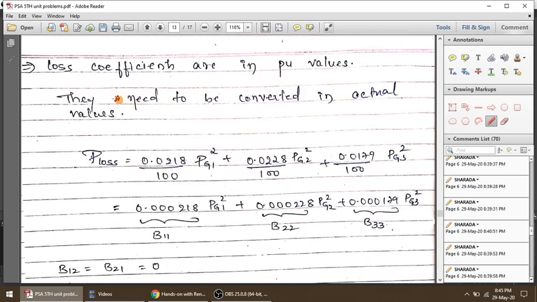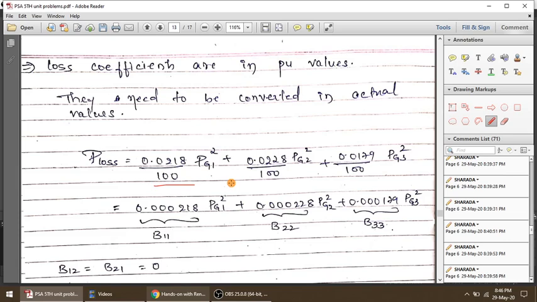Here the first thing is that the loss coefficients are in per unit values. Now they are to be converted into the actual values. Here there is a small trick. Normally for voltage, power, current, impedance, to convert into actual values, we multiply with the base value. But for the loss coefficients, to convert into actual values, we have to divide by the base value. The reason is the unit of loss coefficient is per megawatt.